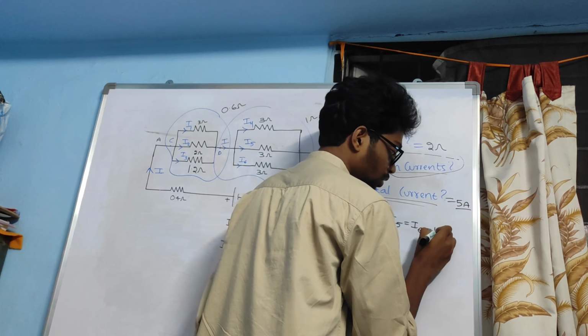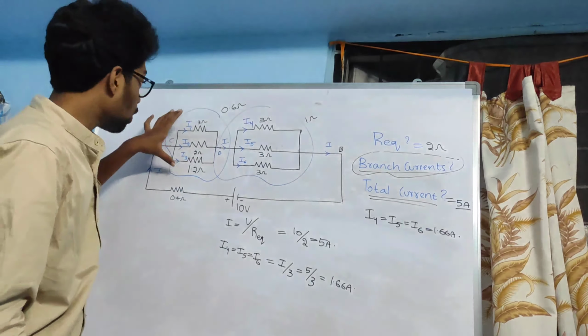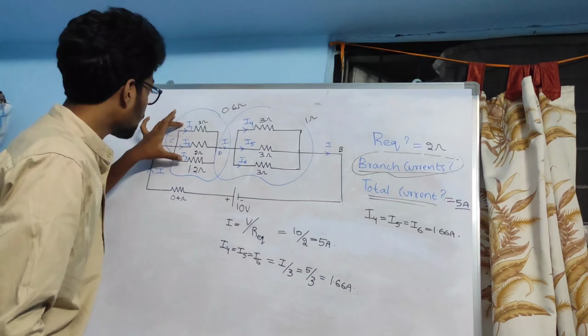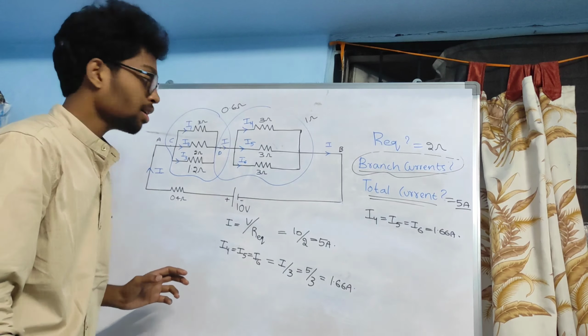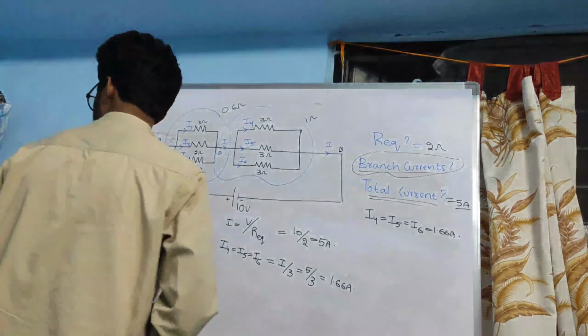Then for finding the branch currents of these parallel combinations, I1, I2 and I3, I am going by the current division rule.